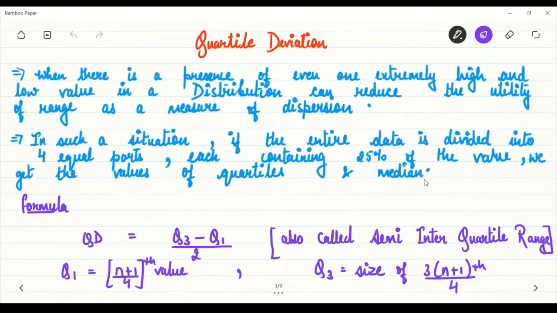Let us discuss the formula to calculate quartile deviation. It is calculated by the formula Q3 minus Q1 divided by 2. It is also known as semi-interquartile range. In this formula, Q1 stands for the size of (n plus 1) by 4th value and Q3 stands for the size of 3 into (n plus 1) by 4th value.